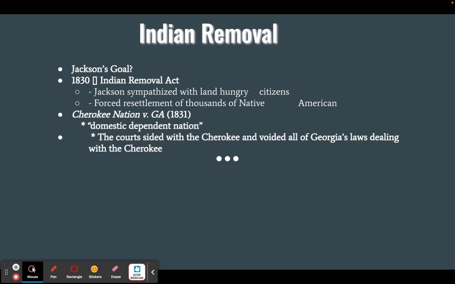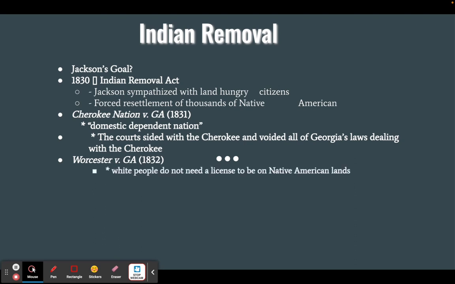So there were two court cases in the Cherokee Nation versus the state of Georgia. The court ruled in their favor that they're a domestic dependent nation. Any laws that Georgia had done, the courts said, nope. They take it all the way to the Supreme Court. The Supreme Court sides with the Cherokee again. White people do not need a license to be on Native American lands.